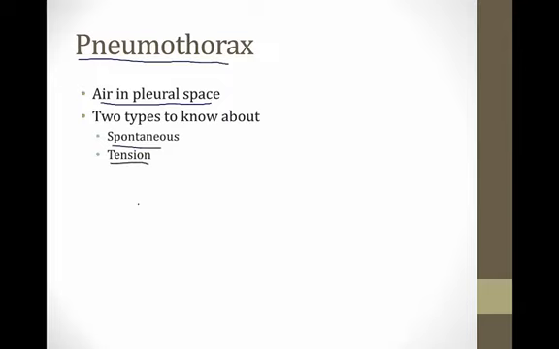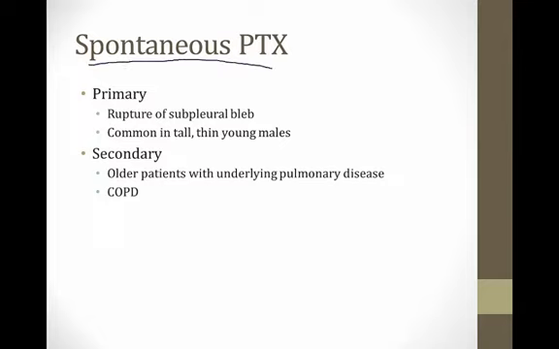In a spontaneous pneumothorax, air enters the thoracic cavity and the pleural space due to rupture of lung tissue. This usually happens secondarily to lung disease, so patients with lung disease have damaged lung tissue and they can suddenly have a hole develop in the lungs that allows air to leak out. This is often older patients with underlying pulmonary disease, for example, COPD.